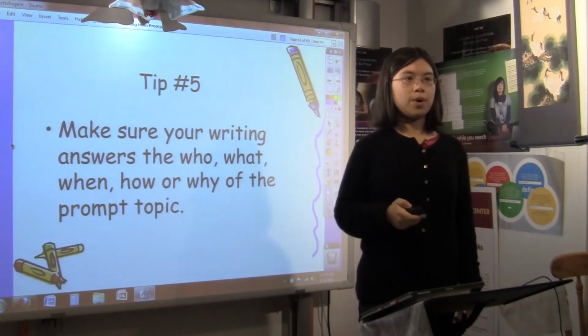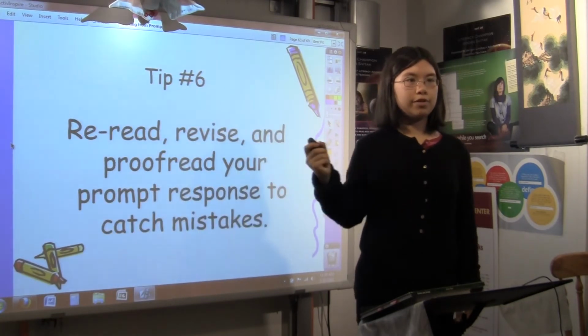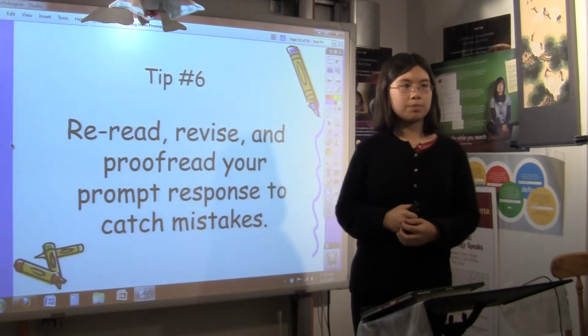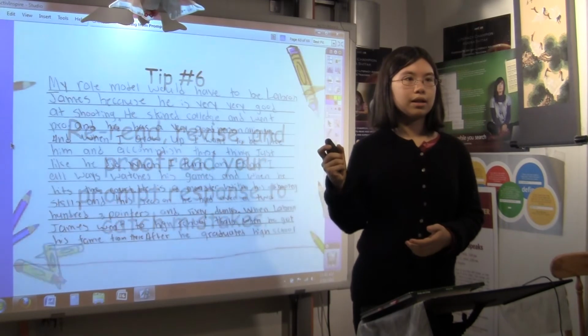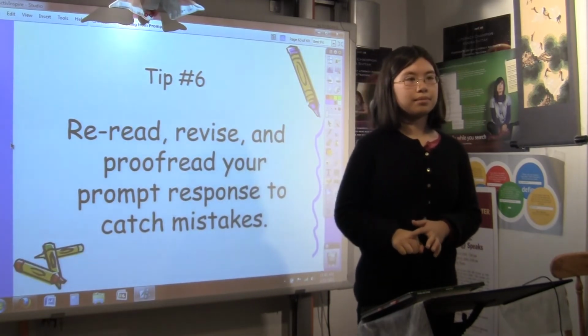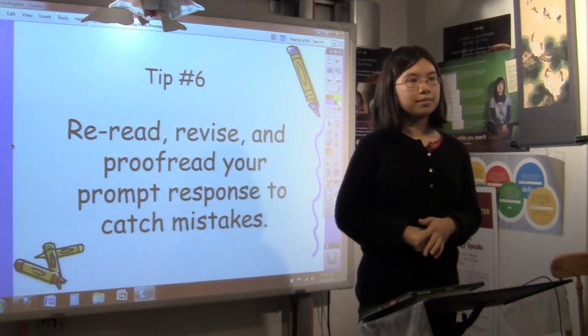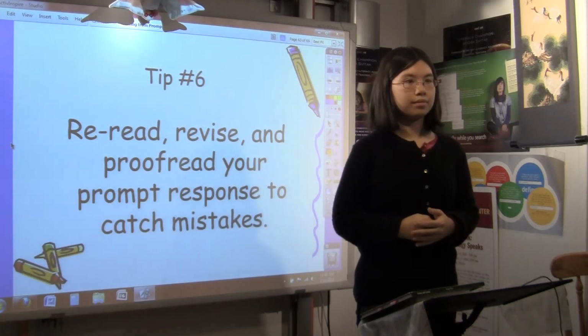So effective writing always makes a point, so make sure you're writing answers to the who, what, when, how, or why of the prompt topic. And reread, revise, and proofread your prompt response to catch mistakes. What sentence is that point made in? If you had to pick one sentence in the whole essay where you really make your point and say, this is who I chose because, that's the thesis. Your thesis statement, that's what she's talking about. Making sure you have that thesis that answers your prompt.